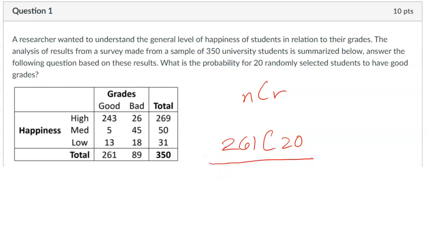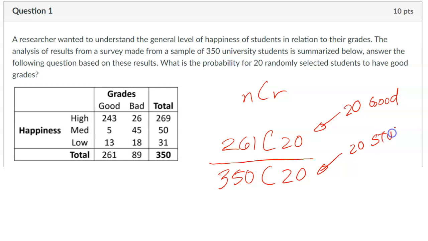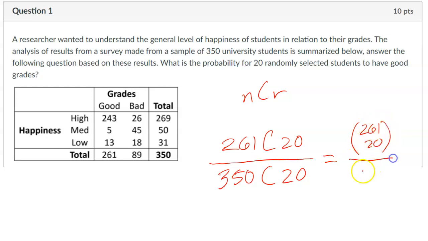Now, we want to divide that by all the possibilities of selecting students. Because we have 350 students in total, the combination for finding 20 will include all the possible ways of getting 20 students. So here we have all the ways you can select 20 good students, and here all the ways you can select 20 students, including the bad and the good grade students. If you divide those, you will get the probability that you need. In your calculators it should be like 261 nCr 20, depending on each calculator, but mathematically it will be 261 choose 20 over 350 choose 20, because we are using the choose function.